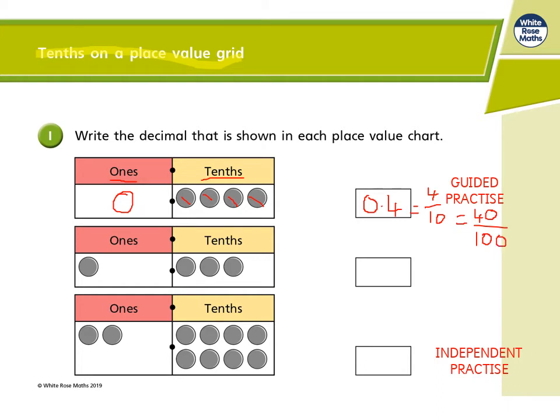Or here, 4 equal rows or 4 equal columns shaded out of 10 equal rows or columns. Can you have a go now at this one and this one in your independent practice? Good luck.